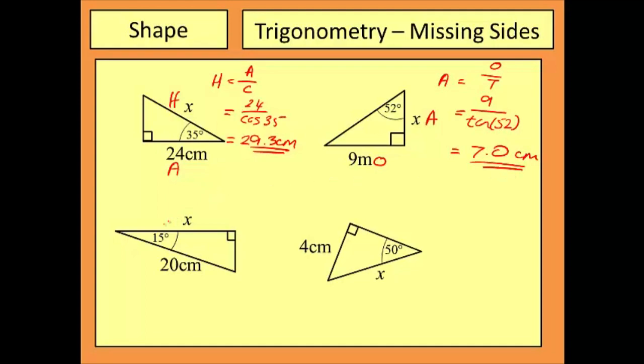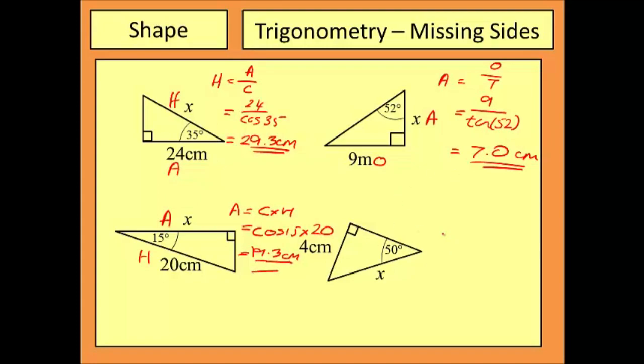In this example, I am given a hypotenuse and I'm trying to work out the adjacent. This is going to be a cosine problem. I know that A is equal to C times H, which means that it's cosine 15 multiplied by the hypotenuse, which is 20. When I type this into my calculator, I'm going to get a solution of 19.3 centimeters.